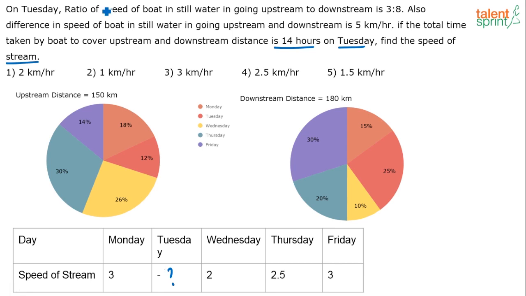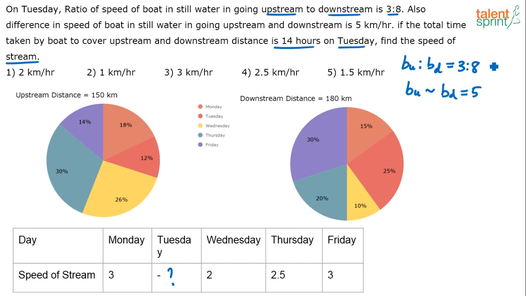Now first and foremost, he says the ratio of the speed of boat in still water in going upstream and downstream is 3:8. So boat upstream is to boat downstream is equal to 3:8. Also he says the difference in speed of the boat in going upstream and downstream is 5. So upstream minus downstream is equal to 5. See, clearly this is like 3x and 8x. The difference is 5x. 5x is equal to 5, which means x is equal to 1.